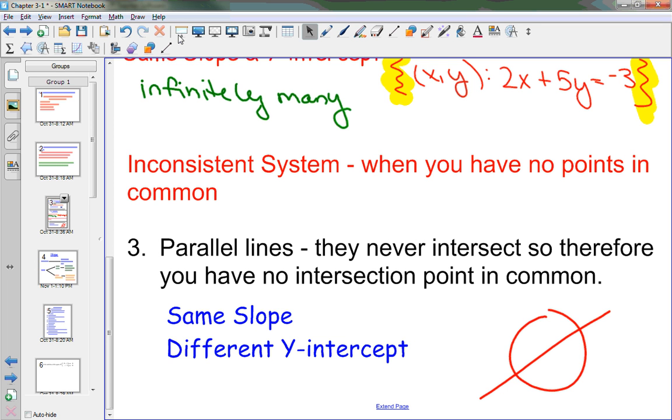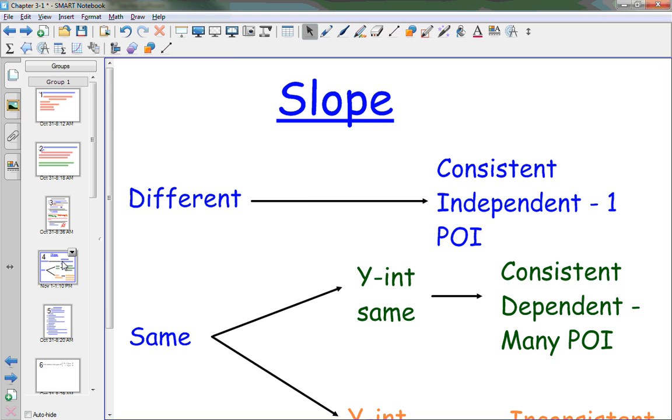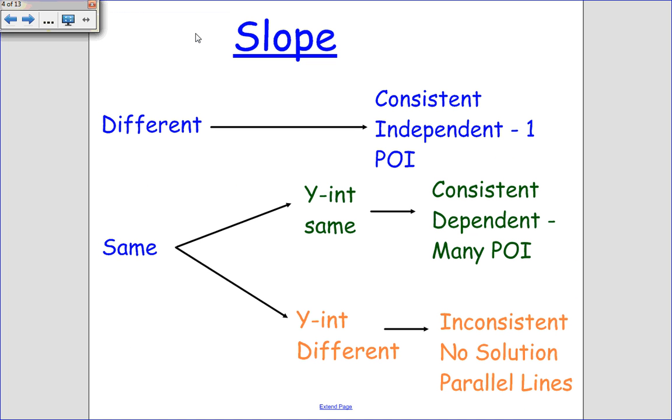You with me? This page is the important page. This is what I want you guys to have open while you're doing your homework. Okay? This is the page I need you to memorize. And it's comparing your slope. Okay? If your slope is different on your two equations, then that automatically means that you have a consistent system, it's independent, and I have one POI. What's POI stand for? POI stands for point of intersection. So if my slope is different, I automatically am consistent, independent, and one POI.